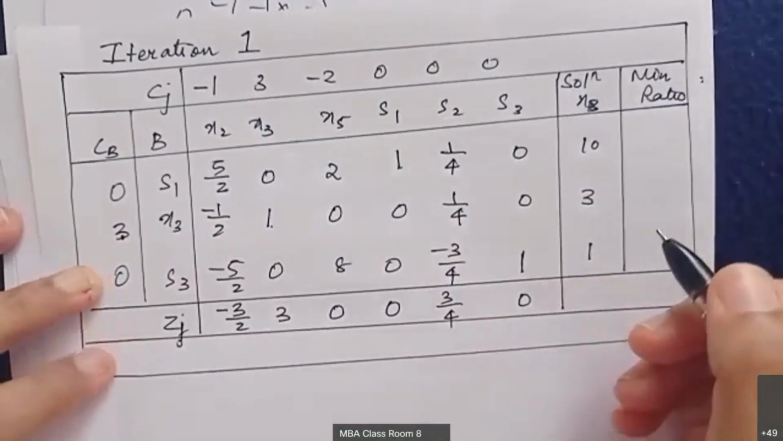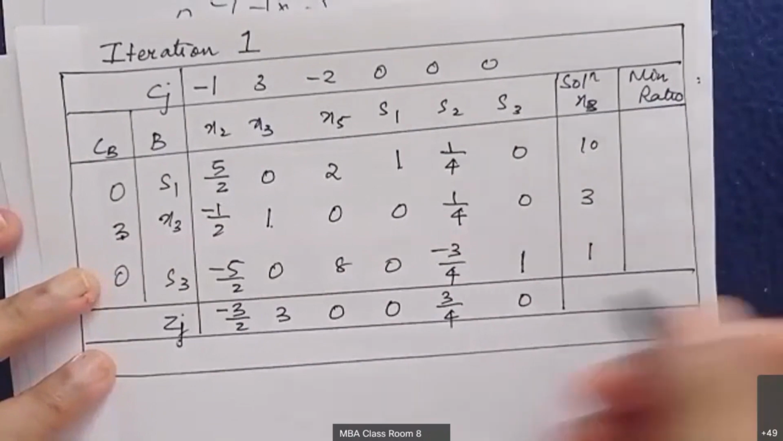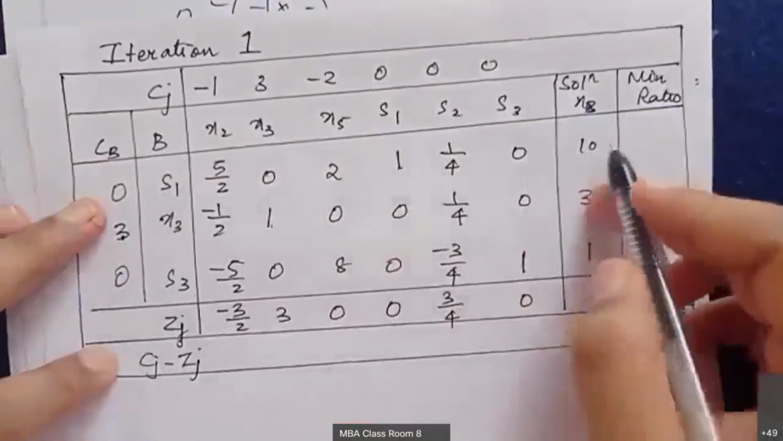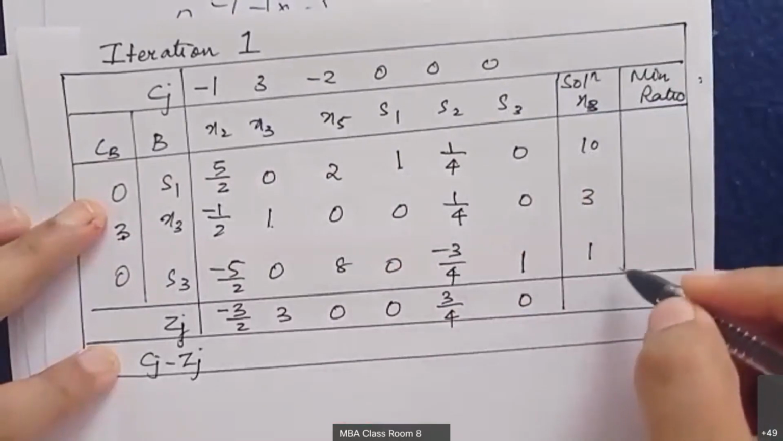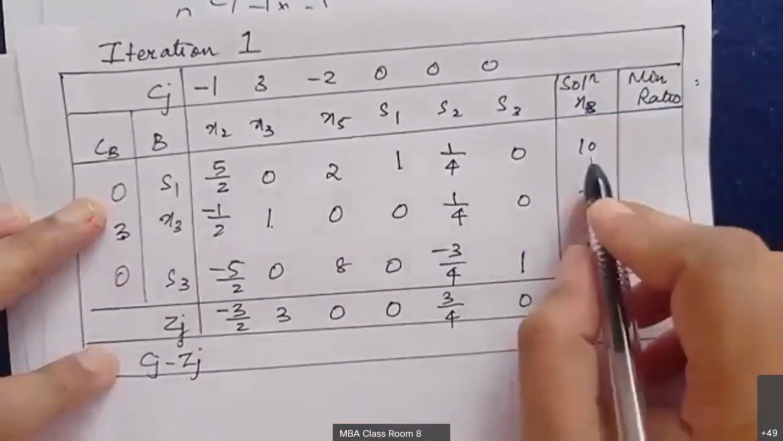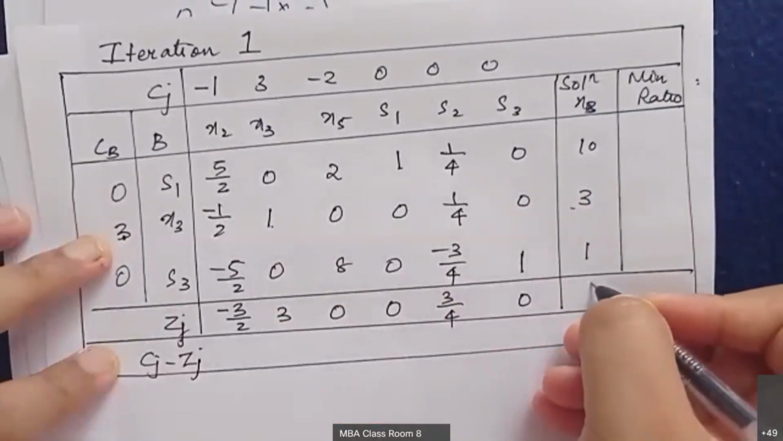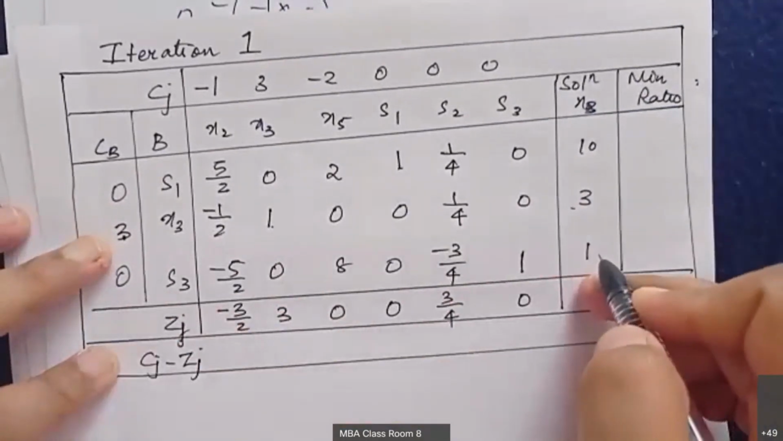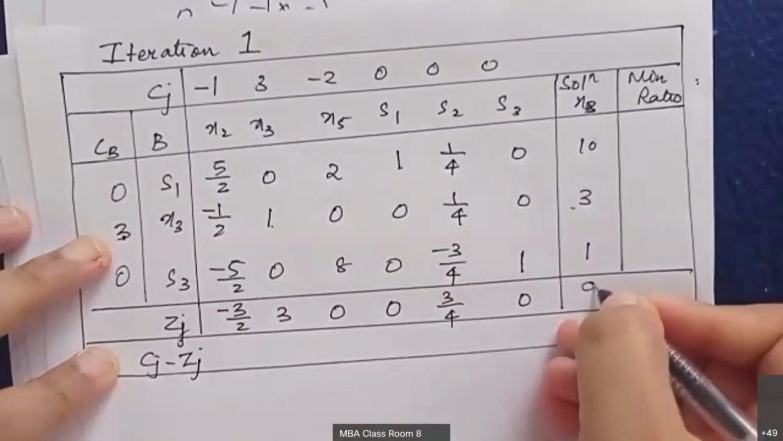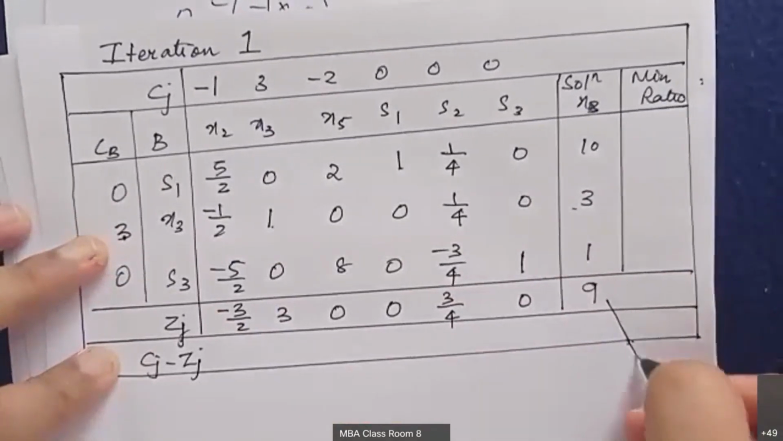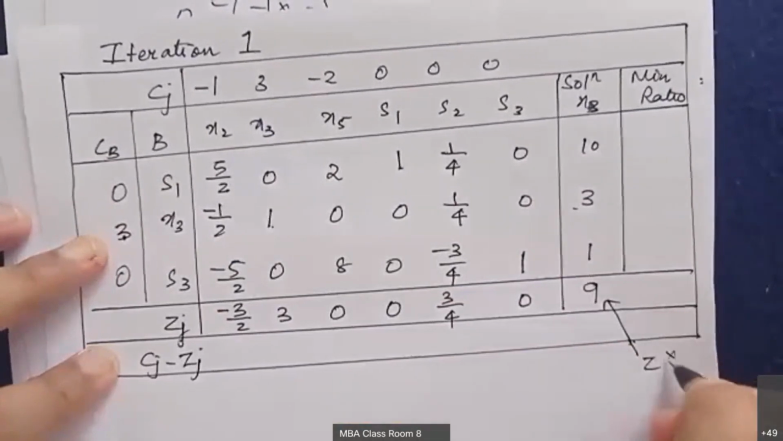Okay, next we need to consider Cj minus Zj. You can calculate this value for the solution part also. So 0 into 10 is 0 plus 3 into 3 that is 9, plus 0 into 1 that is 0. So here we have 9. In this table, what is the value of Z star? This will be the value of Z star.